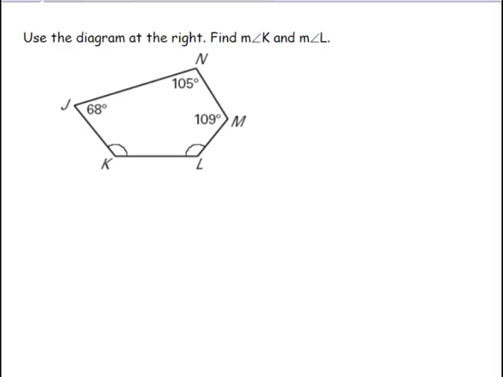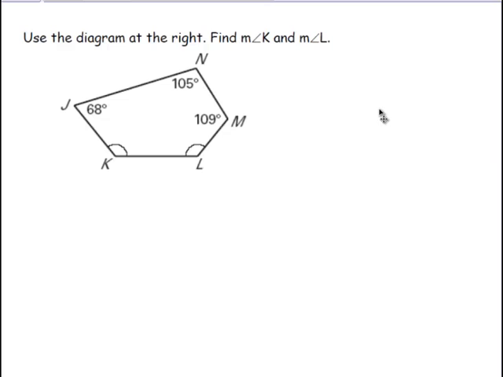And I'll have you try this one on your own. You need to use the diagram to find the measure of angle K and the measure of angle L. Make an observation about K and L. What do you notice about them? And also you want to notice how many sides this polygon has. Go ahead and push pause and push play when you're ready.